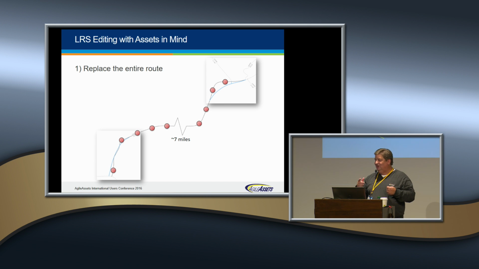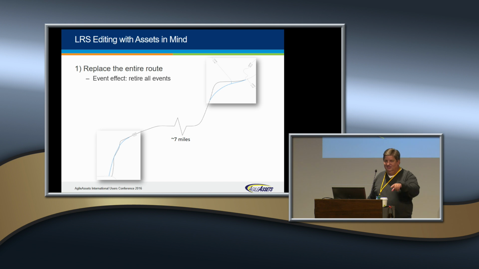So what you're telling the software is, I just tore up 9 miles of pavement and put in 9 new miles of pavement. What you're telling the software to do is delete all my event data on the entire route. That's probably a bad thing, right, Dorothy? Okay.